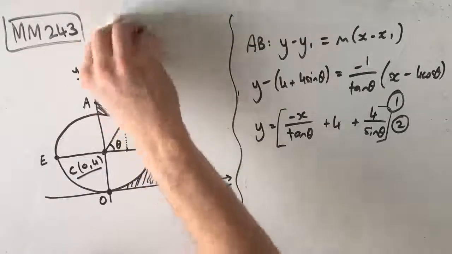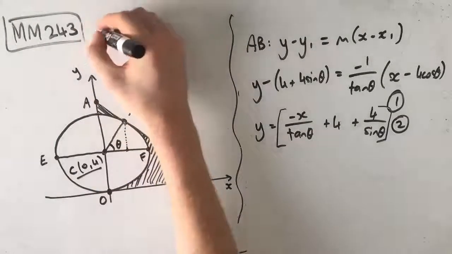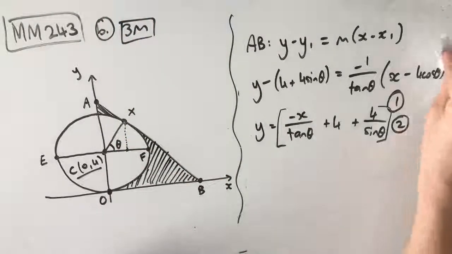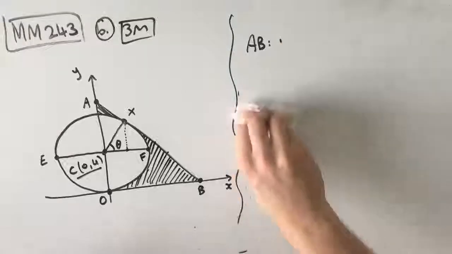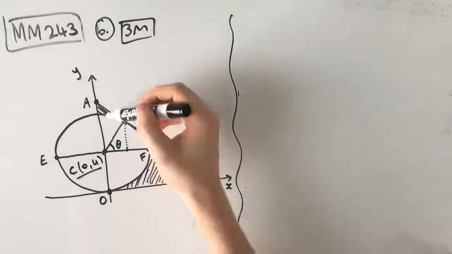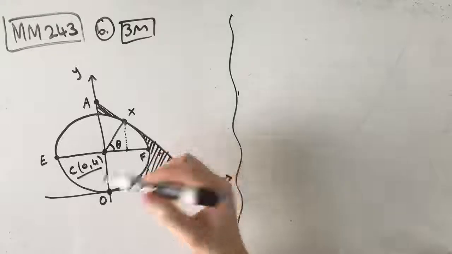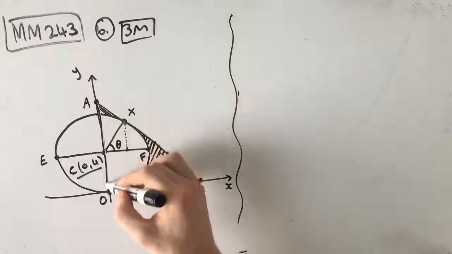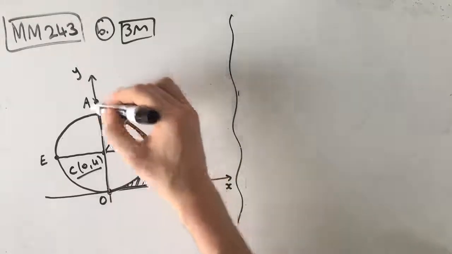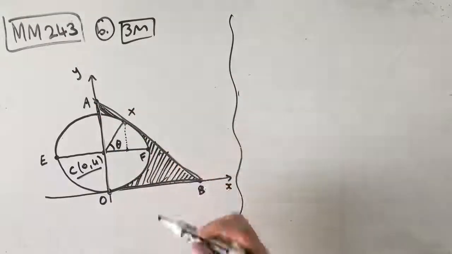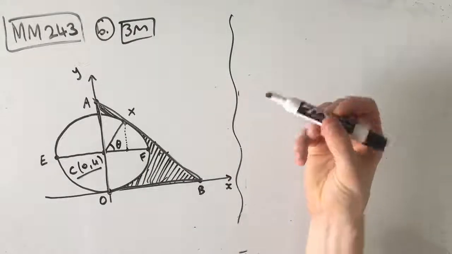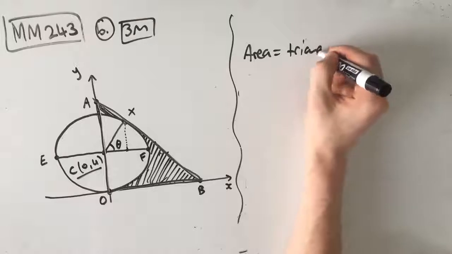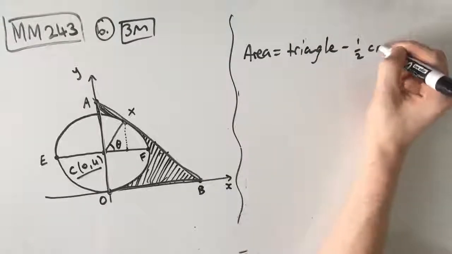Part B is a 3-mark question. We're asked to find the value of theta for which the shaded area above is at a minimum and find this minimum area. Awesome. So in order to find this shaded area, there's a couple of different ways we can do this, but what I'm going to do is take the total area of this large triangle and minus the area of this half circle, and that'll leave the shaded area.